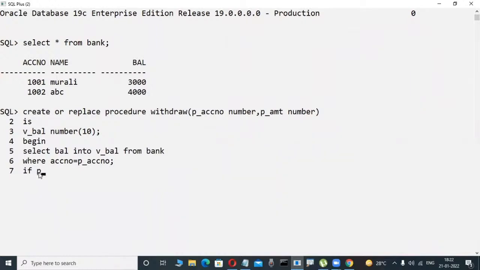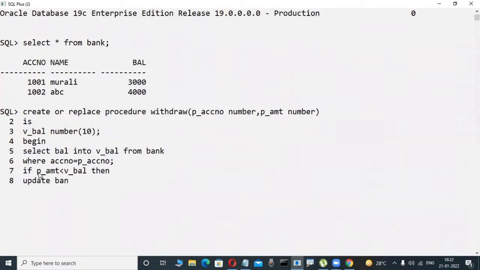No, that is an amount only. Suppose, logically observe here, not coding: here, if that amount is less than the available balance, then I want to affect that in the database.